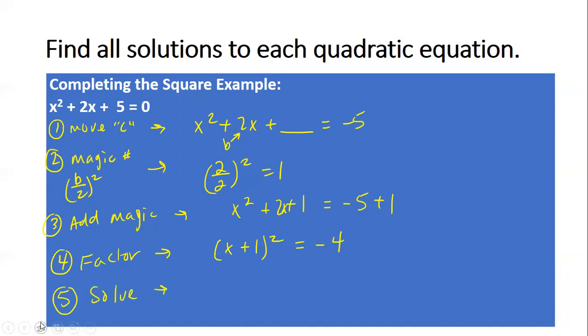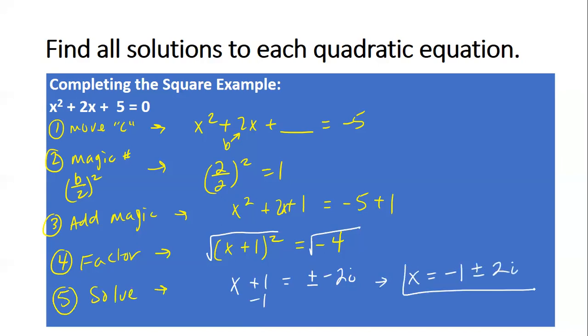Your last and final step is to solve for x. What do I need to do to solve for x? Square root. I'm going to take the square root of both sides. That gives me x plus 1 equals plus or minus 2i. What is left for me to do to get x by itself? Subtract 1. What I do to one side, I do to the other. So we now know that x equals negative 1 plus or minus 2i.